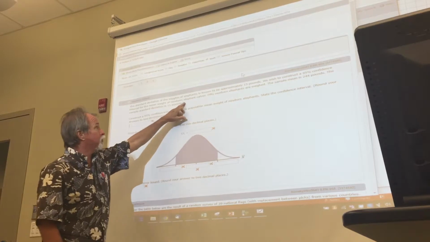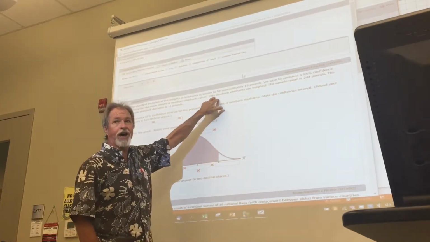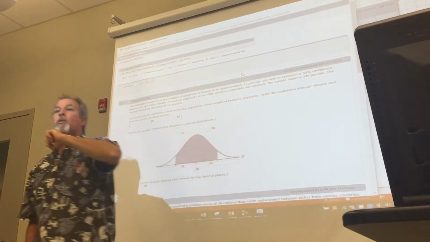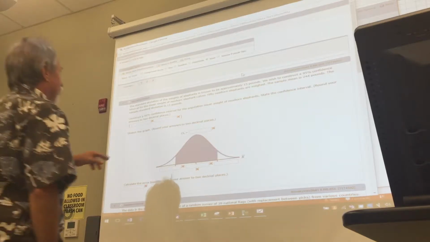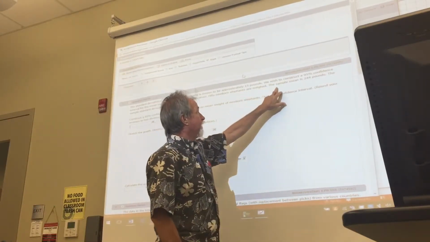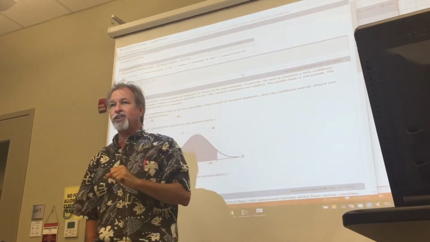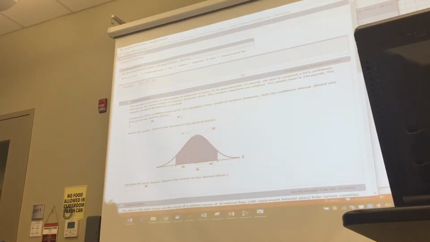For the mean weight of newborn elephants, they say they're going to take 50. What would that be? A sample, because that's not all the elephants, I'm just taking 50 elephants. And they are weighed, and the sample mean is 244. So by the central limit theorem, we're going to say this is the mean of the sample, but we're going to use it to estimate the mean of the population.